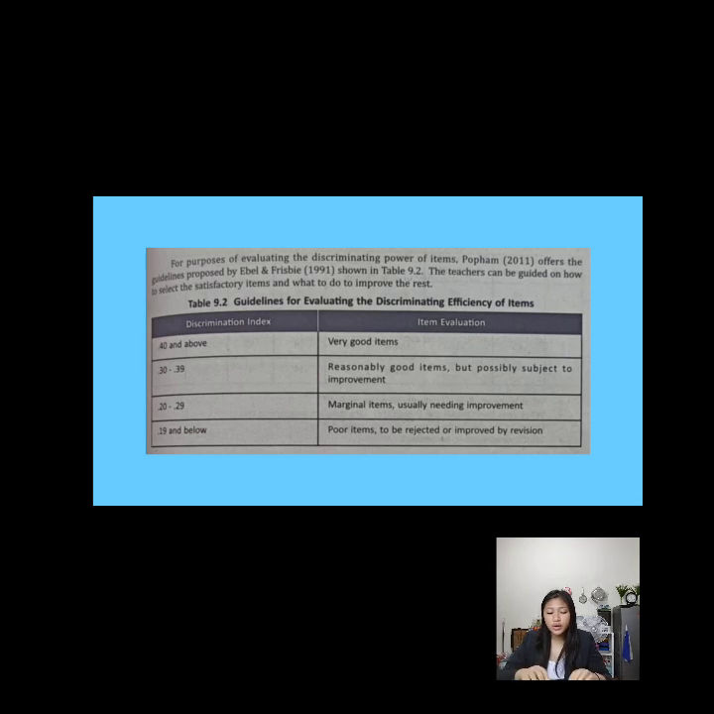So earlier, the answers were actually the answers of the formulas that I gave. The examples that I gave were 0.40, 0.40, and 0.4. So how do we know if the discrimination index of those formulas is positive or negative or equal? So in Table 90.2, guidelines for evaluating the discriminating efficiency of items, for purposes of evaluating the discrimination power of items, POFEM 2011 offers the guidelines proposed by Abel and Frisbie 1991, shown in Table 92.2. The teachers can be guided on how to select the satisfactory items and what to do to improve the rest.